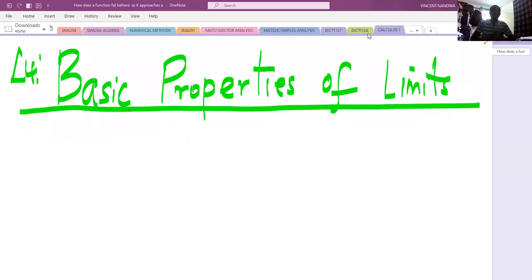Welcome to this class. In this short session, we are going to state without proof basic properties of limits. And then next session, we'll do examples on how to apply those properties.